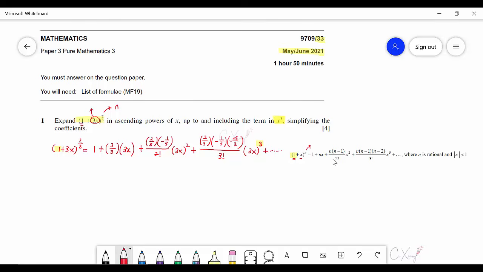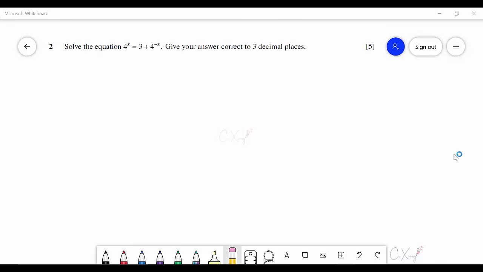Very easily, you just press the calculator and simplify all the values here. The first term will be 1, the second term will be 2x, the third term will be negative x squared, and the fourth term will be 4 over 3 x power 3. And this is my final answer. So this is how we answer question number 1.